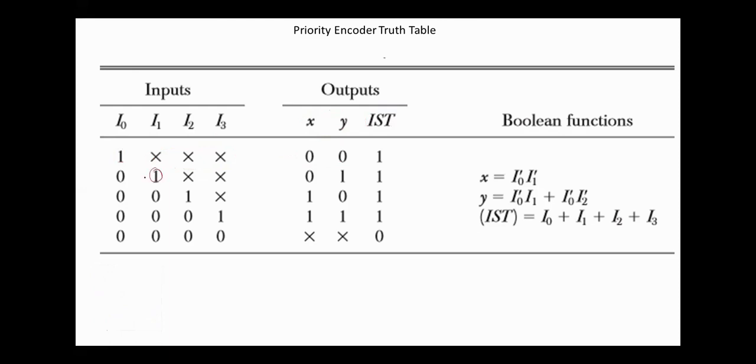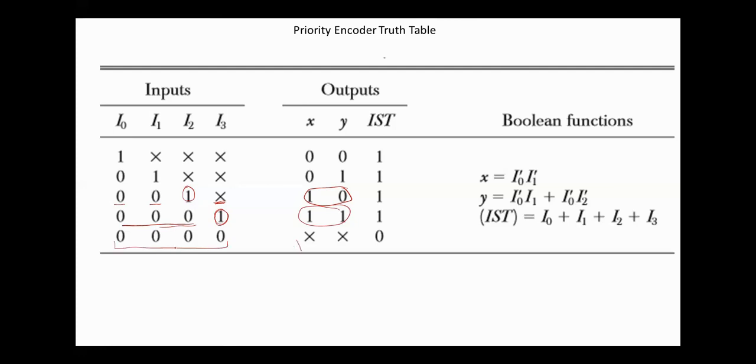In the case that I1 is 1, regardless of the other bits, and provided that I0 is 0, the outputs XY are 0, 1, indicating that the device I1 is requesting a service. And in the same manner, if the devices I0 and I1 are not requesting a service and I2 is requesting a service, then regardless of the value of I3, the output XY is 1, 0, indicating that device 10 is requesting the service. I3 is reached only if all these bits are zeros. In this case, we'll have 1, 1 in the output.